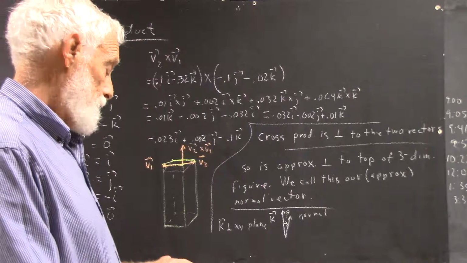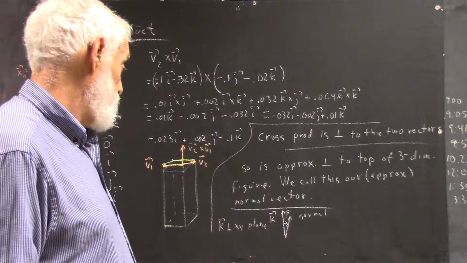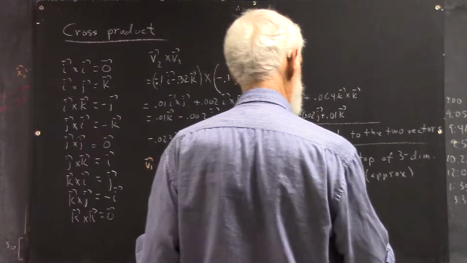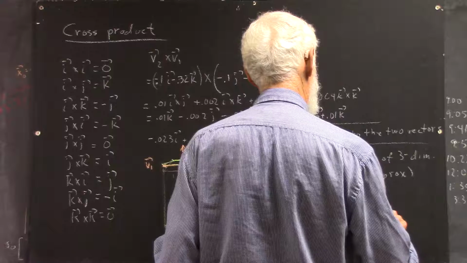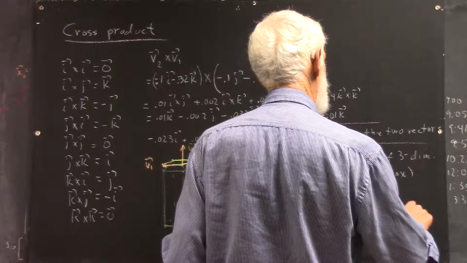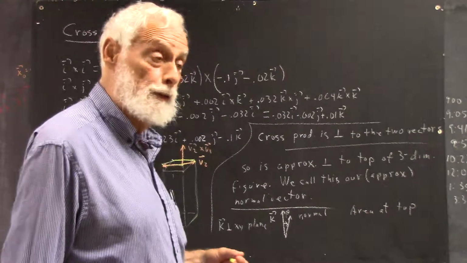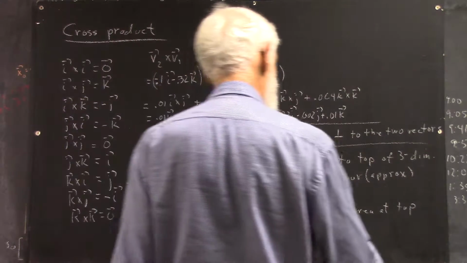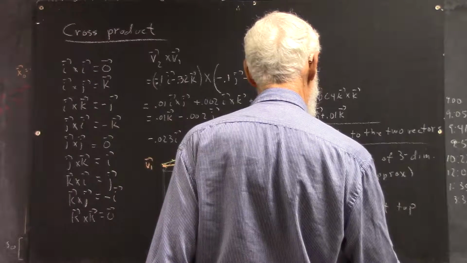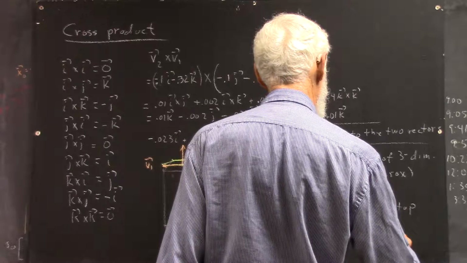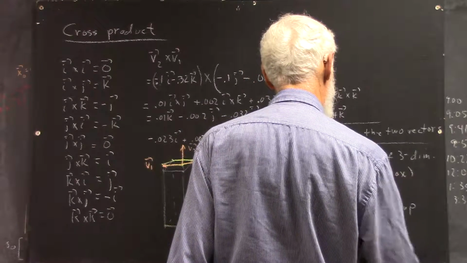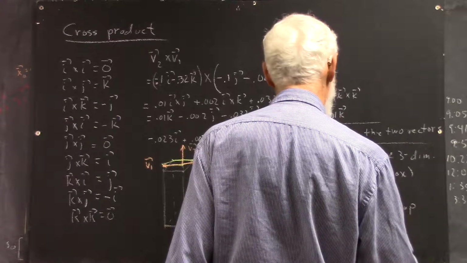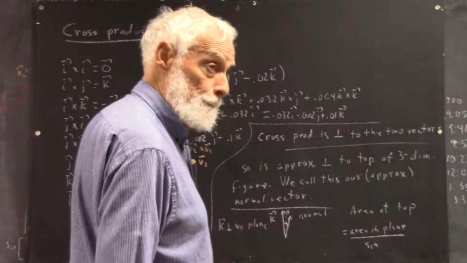Now, I'm not going to make that analogy, but it turns out that it's not hard to understand. If you think it through, you can probably figure it out yourself, given this picture, okay? The area at the top is the area in the plane over the sine of this angle, okay?